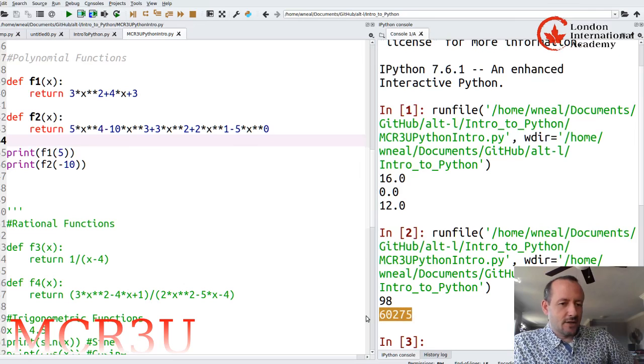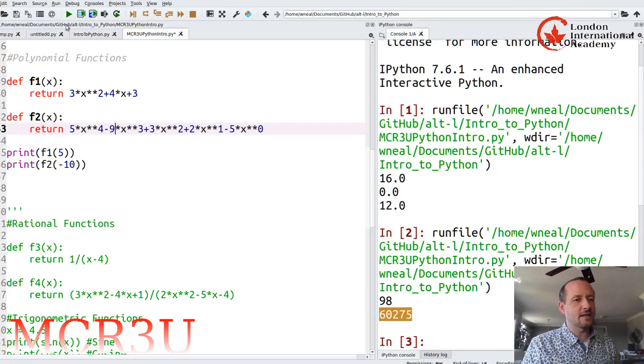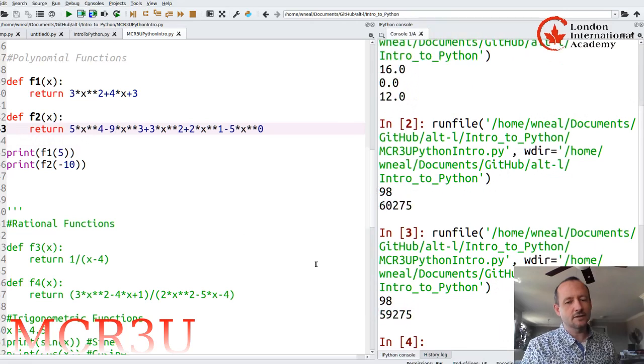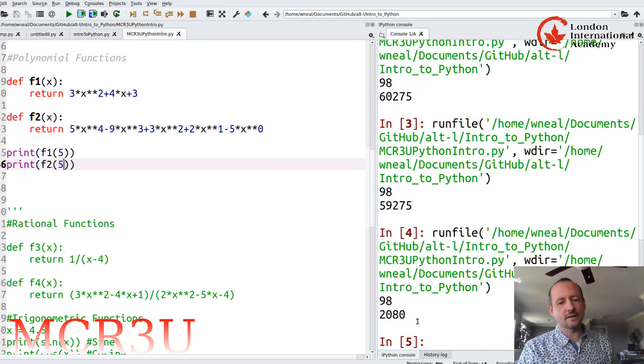So again, imagine trying to do that on your calculator and making a mistake. Well, this one, if you make a mistake, you say it was not supposed to be negative 10, maybe it's supposed to be negative 9. That's okay. Now we do a new calculation, and there it is. What if we want to do it for a different value of x? What about f2 at 5? There, now we get a different value when x is 5. So there we are. Polynomial functions can be calculated very handily with Python.